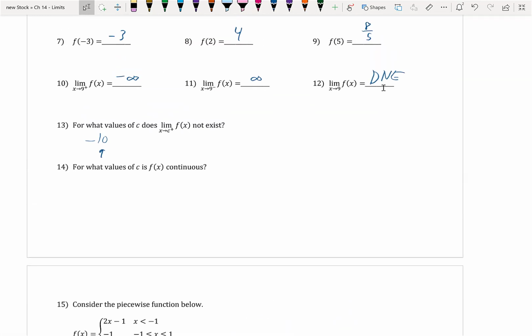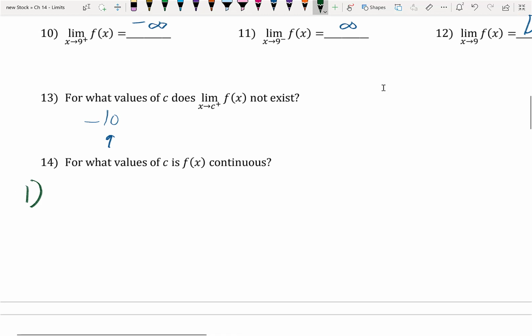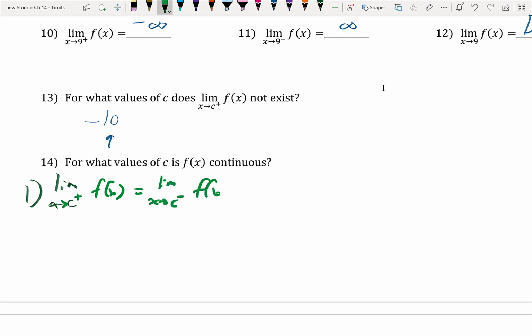Okay, next. What values of C is f of x continuous? This is going to bring back our definition of continuity that I want to now introduce for the second time. Three conditions. Condition number 1. To be continuous at C, the limit as x approaches C from the right of f of x has to be equal to the limit as x approaches C from the left of f of x, which is to say the limit exists.